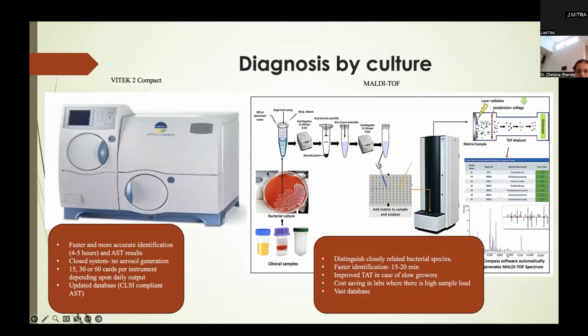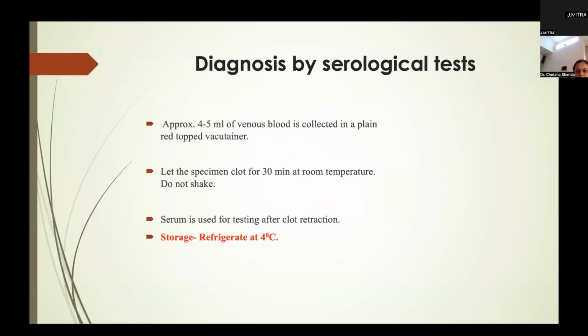So this MALDI-TOF can distinguish between related bacterial species, and it can have an improved TAT in the case of slow growing organisms. MALDI-TOF has a very vast database of organisms. Next slide, sir.